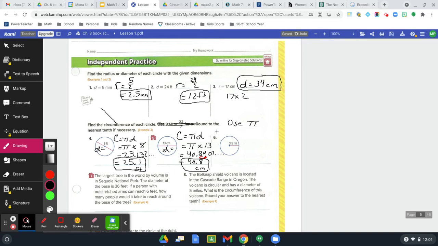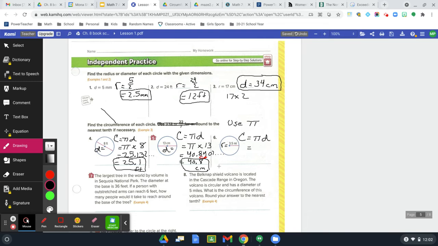Number 6. So find that circumference using the pi key times diameter. Now we have to be careful here. On the picture, you see the radius. The radius equals 3.5 miles. Well, we got to find the diameter, right? And so that means we have to take this and multiply it by 2.